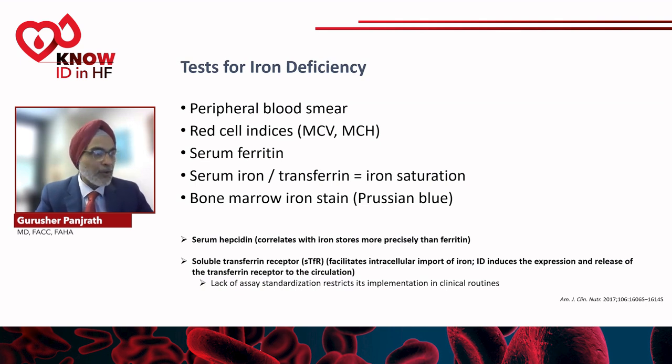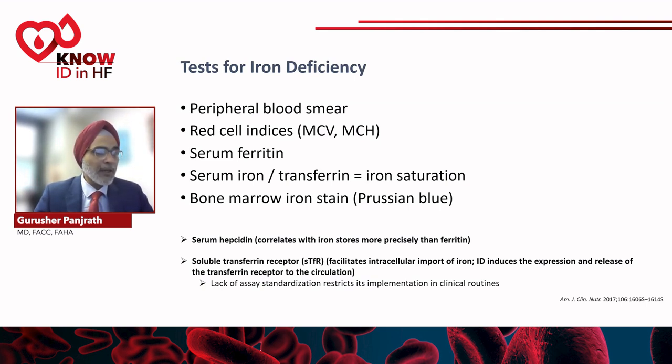There are some general tests, which are obviously non-specific and are for a lot of anemias in general, but then there are specific tests for iron deficiency. So as you walk down the slide, you look at the peripheral blood smear, look at hypochromasia, red cell indices, which are not very sensitive markers of iron deficiency. But then you look at serum ferritin, and then serum iron to transferrin ratio, which is iron saturation, which is key, as we'll talk about in a few seconds. And then the gold standard for iron deficiency would be a bone marrow iron stain with Prussian blue. However, it's not easily done and is not commonly performed clinically.